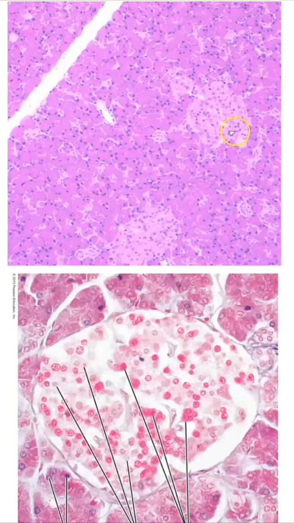Later on in the semester. Okay, so this is a lower magnification. So if you see this histological section, you should be able to tell me that's a pancreas. Okay, and then we're going to talk about the hormones and the functions of those hormones in just a second.